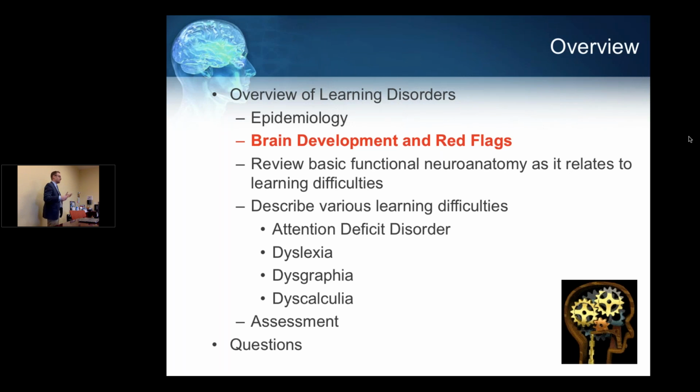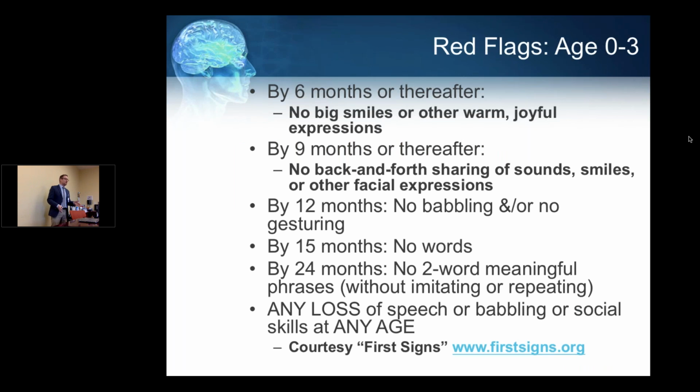So let's go into brain development, red flags. Let's get into things that are a little bit more interesting. So what are we supposed to look for? 0 to 3. What's supposed to happen?